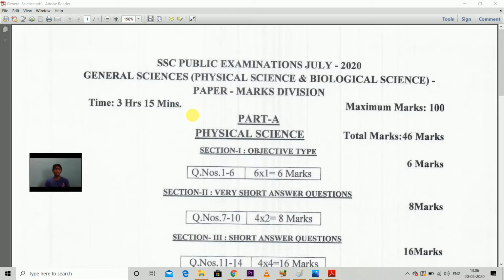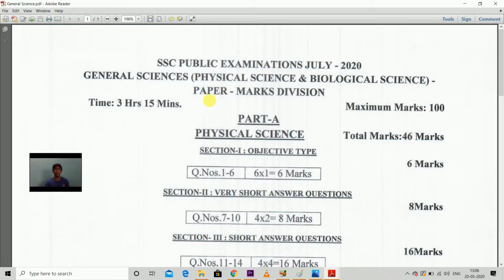Today we are going to discuss the new question paper pattern which was changed recently for 10th class. You can observe here, this time you are going to write both physical science and biological science as a single combined paper, and the total marks allotted are 100.